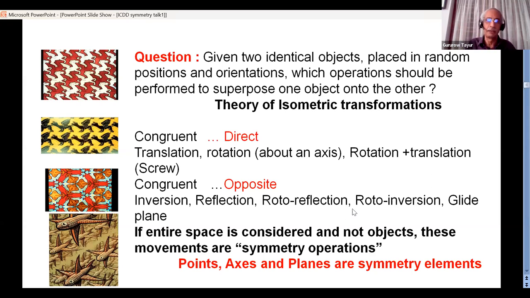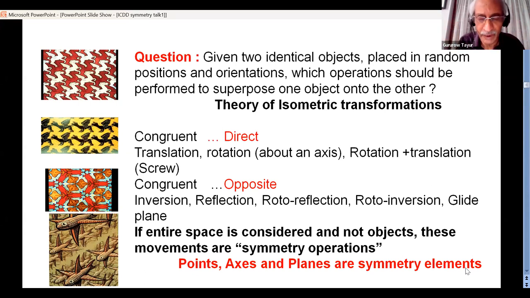And these symmetry operations, as we already mentioned, are not restricted to the objects, but are applied to the entire space. So the entire space is considered, and not the objects. These movements are symmetry operations. These symmetry operations therefore consist of elements. These symmetry elements are points about which we can have, for example, inversion; axes of rotation, which can be twofold, threefold, fourfold, fivefold, whatever; and then the planes of symmetry, which take the object and form an image of the object across a mirror. So points, axes, and planes are referred to as symmetry elements. These are the basic definitions we have come across.